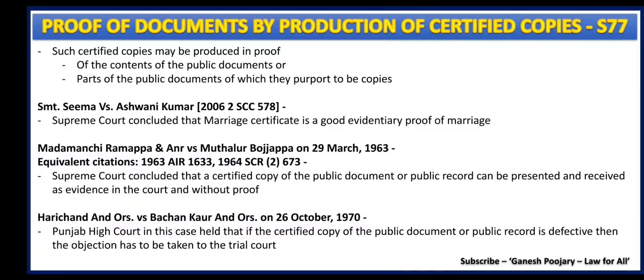The next question is, to what extent such certified copies of public documents can be utilized? That is exactly answered under section 77, which discusses proof of documents by production of certified copies. It says such certified copies. When we say such certified copies, it refers to section 76, may be produced in proof of the contents of the public documents.